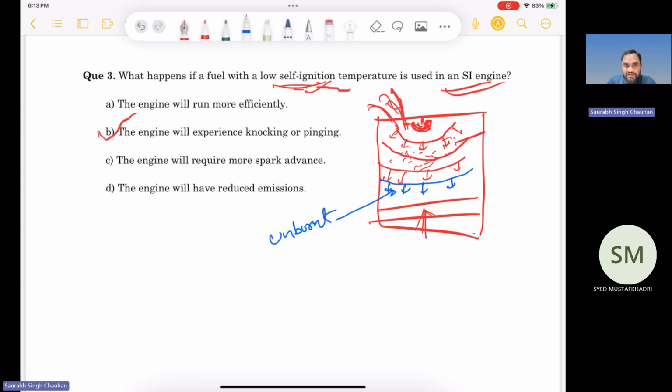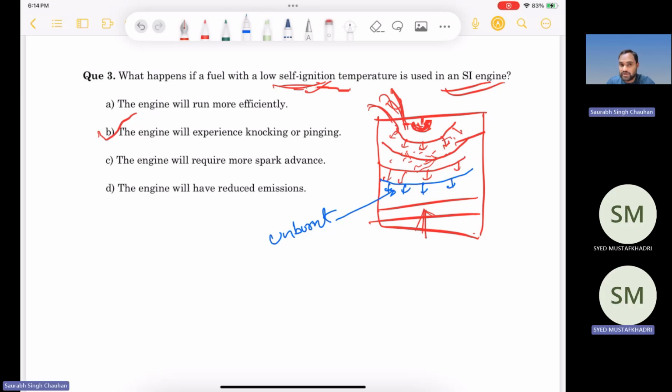The fuels which have higher auto-ignition temperature, this quality is usually quantified by something called octane number. The fuels which have higher octane number will have higher self-ignition temperature, so they will not get auto-ignited, and they will prevent knocking in an SI engine. So good fuels for an SI engine should have a higher octane rating, and good SI engine fuels are usually bad CI engine fuels.